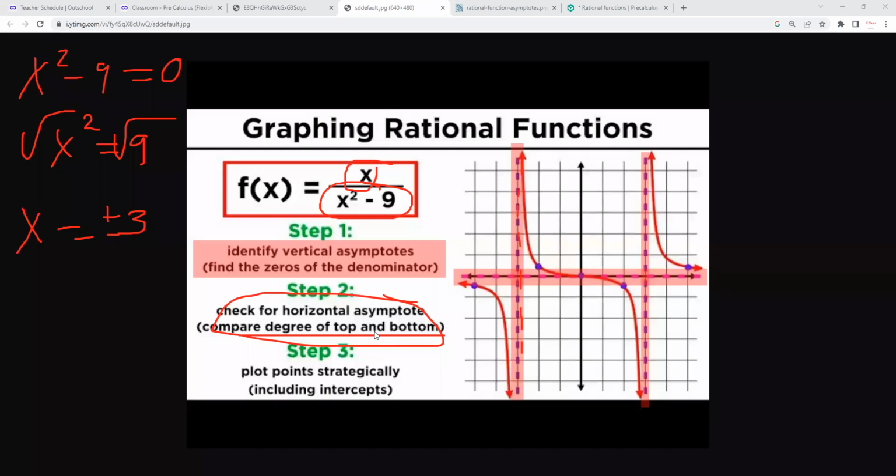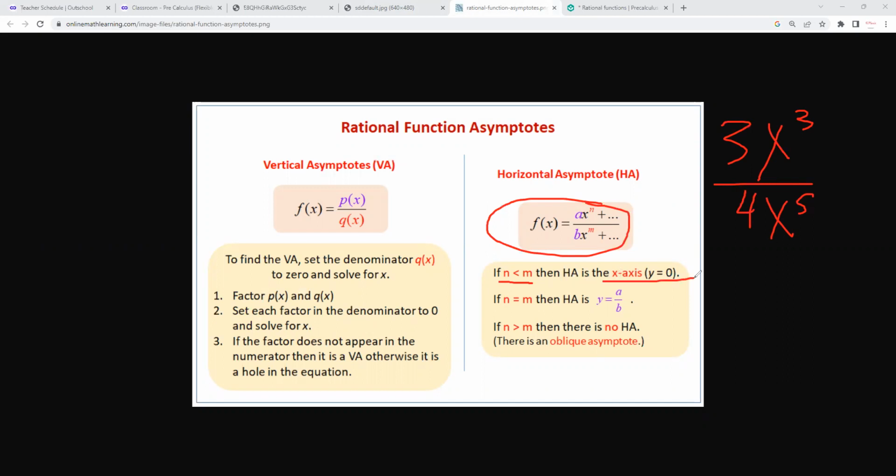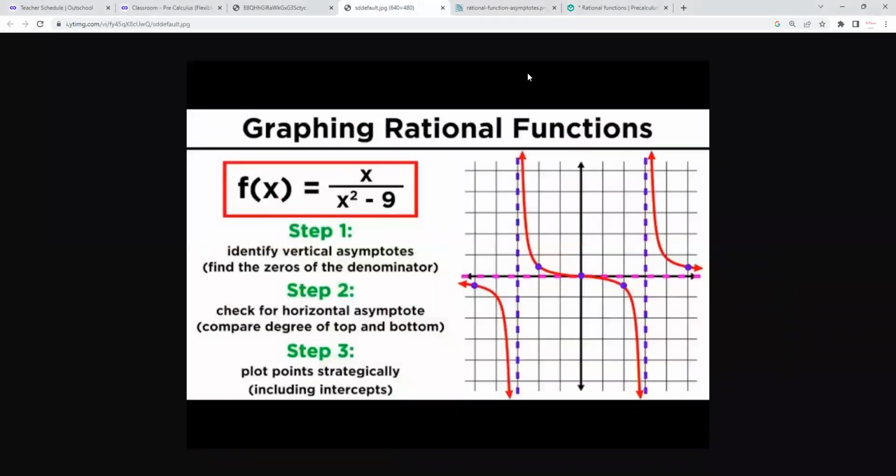So for horizontal asymptotes, it's a little different. Let's say I had 3x to the third over 4x to the fifth. You can see here it's bottom heavy, we call it. So the exponent on top is less than the exponent on the bottom, which means that the horizontal asymptote is the x-axis, which is y is equal to 0, which we've seen here. It is bottom heavy, the asymptote is y is equal to 0.